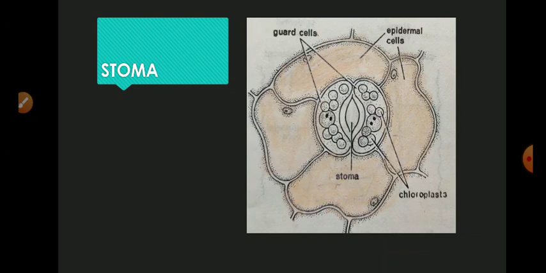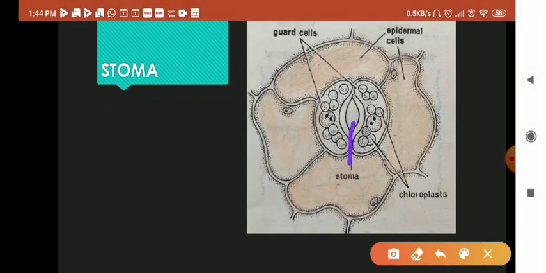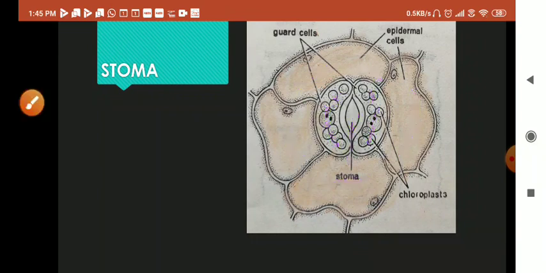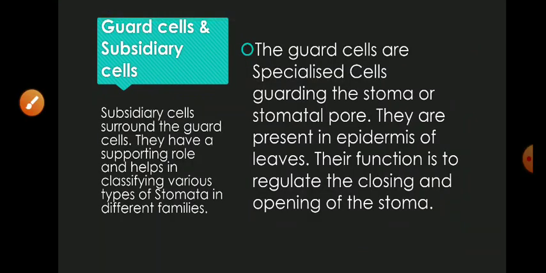So this is the structure. You can see the guard cells are having chloroplast. They are guarding the pore, and this empty space is your stoma, and these are the guard cells having chloroplast. All the other epidermal cells don't have chloroplast, and in turn they are surrounded by subsidiary cells. So this whole complex is the stomata.